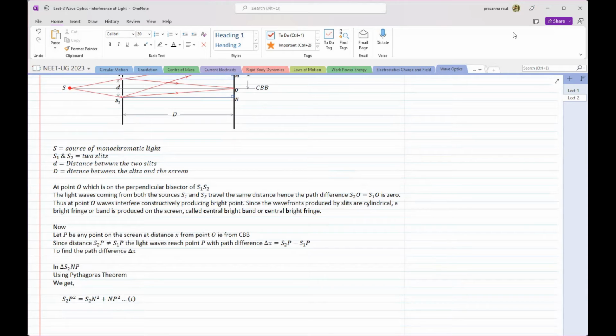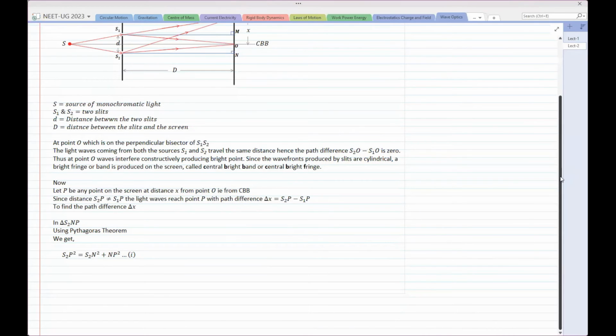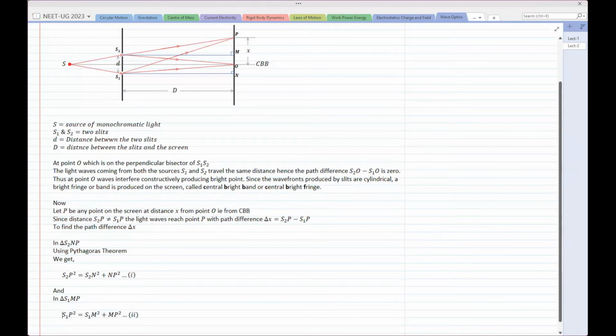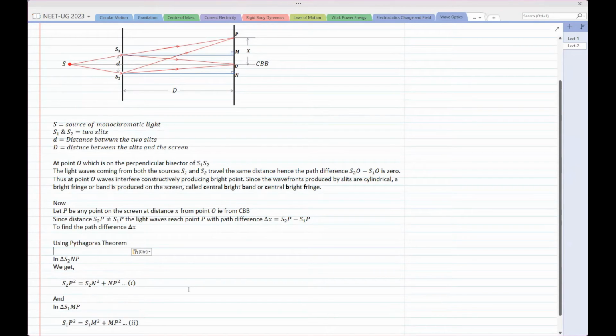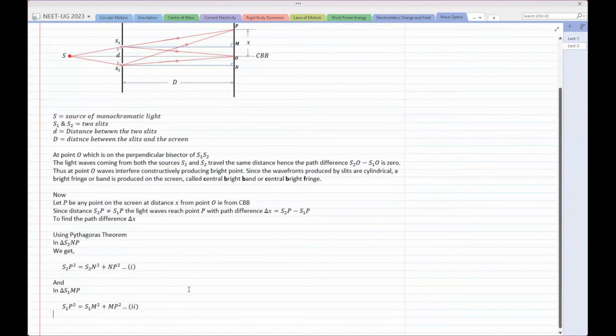Now the diagram, just a minute, I'll adjust it. Okay, so you can see the diagram now. So in the other triangle S1MP, of course, using Pythagoras theorem, we can write it up here. S1P square is equal to S1M square plus MP square. So now what do we have here? The relations for S2P square and S1P square.